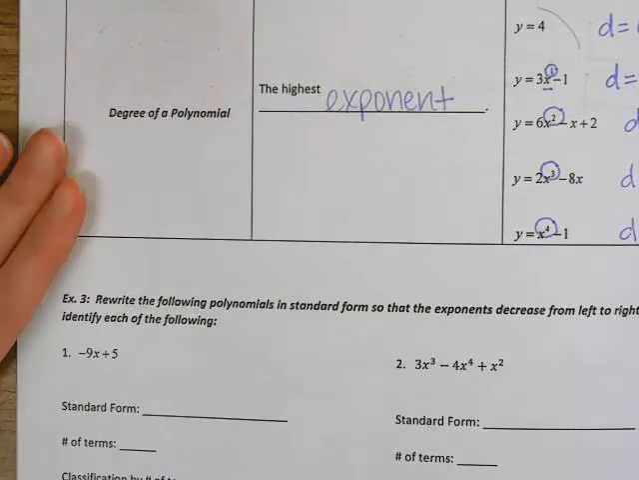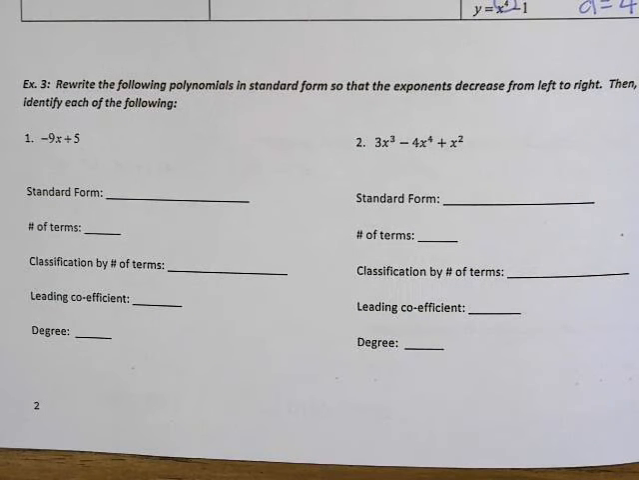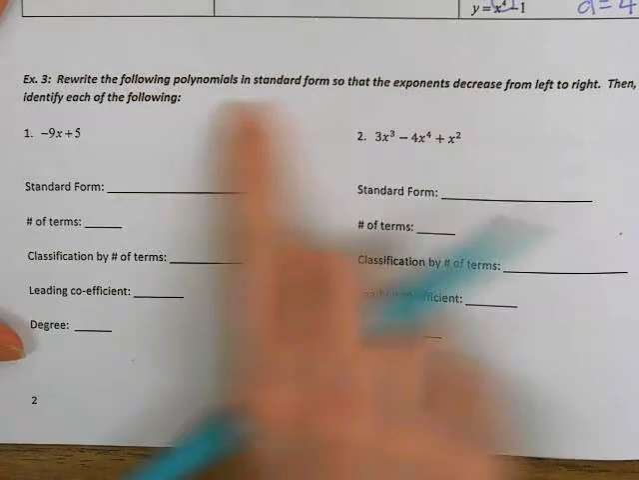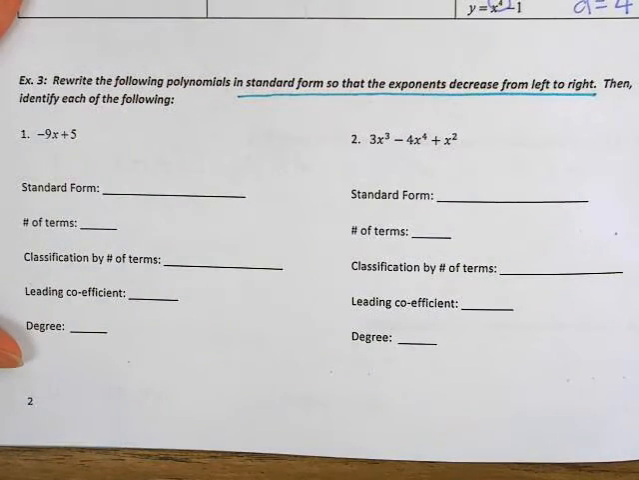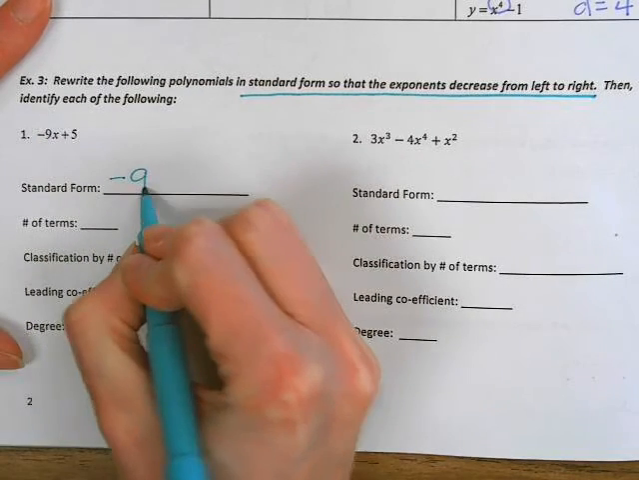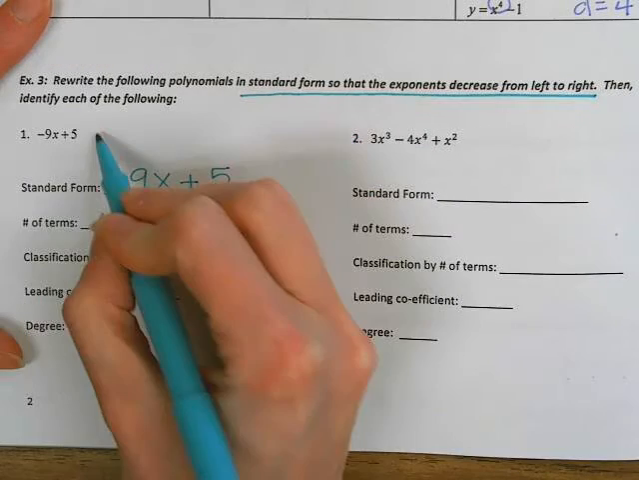All right, let's practice them. For these two examples, you have to write it in standard form. Write down the number of terms, classify, leading coefficient, and degree. I know this isn't the most exciting lesson, but we got to get the vocab down. Okay, so standard form is when the exponents decrease from left to right. So this one's already in standard form because the x comes first and the constant comes last. So we didn't have to rewrite it.